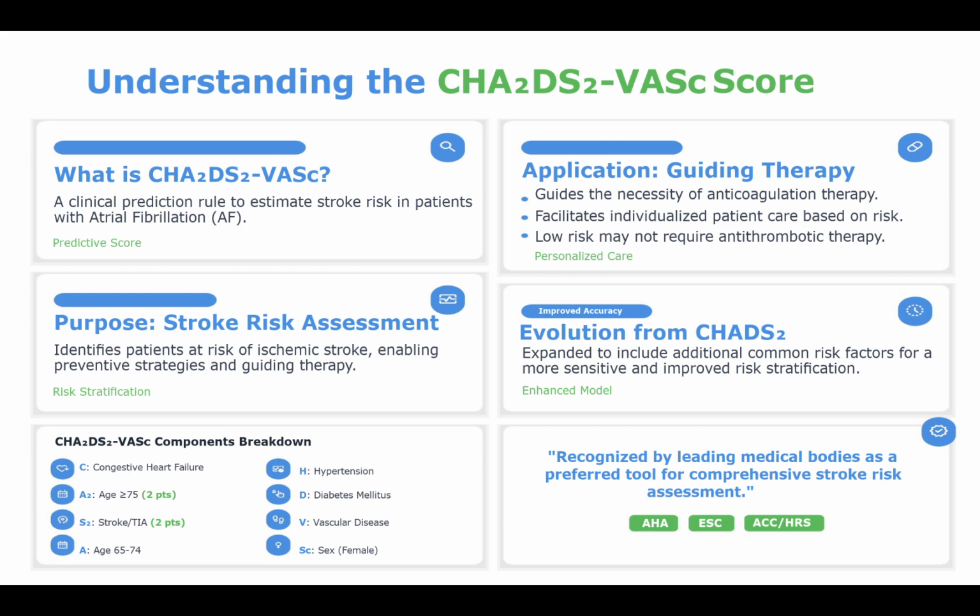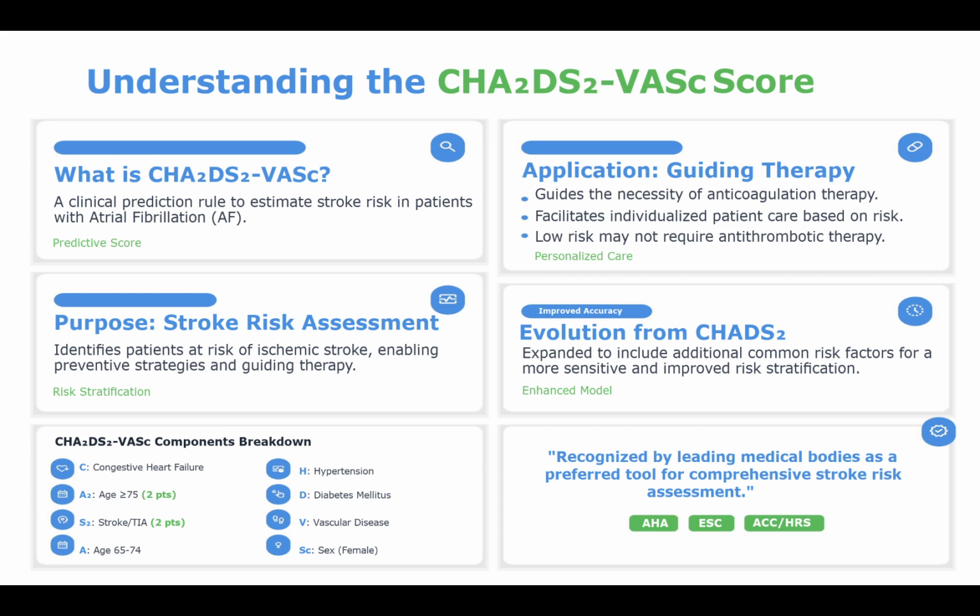The practical application of this score is profoundly crucial because it directly guides antithrombotic therapy decisions. By accurately stratifying patients into various risk categories, low, intermediate, or high, clinicians gain the precise insight needed to determine whether blood thinning medications, specifically oral anticoagulants, are necessary to prevent a stroke.